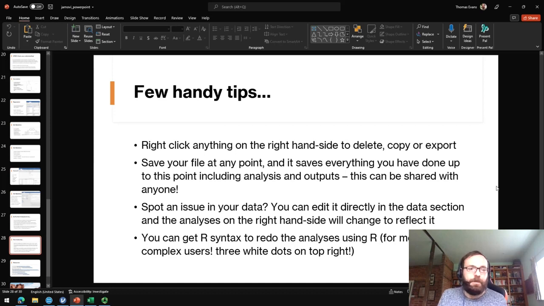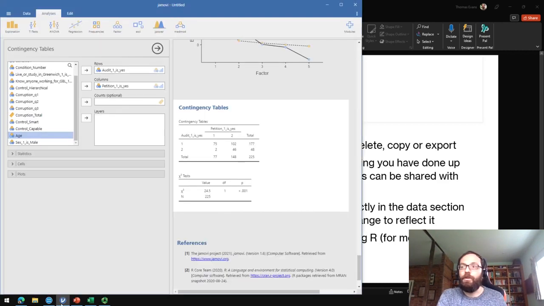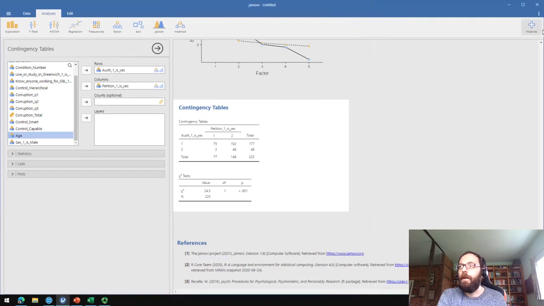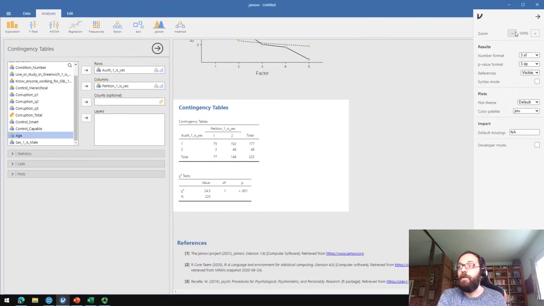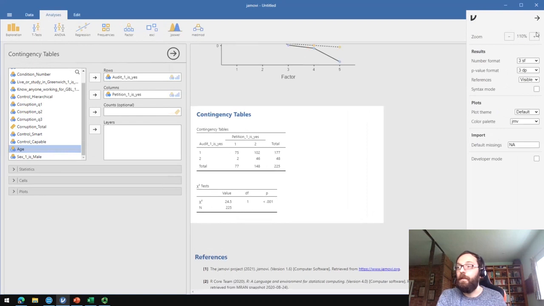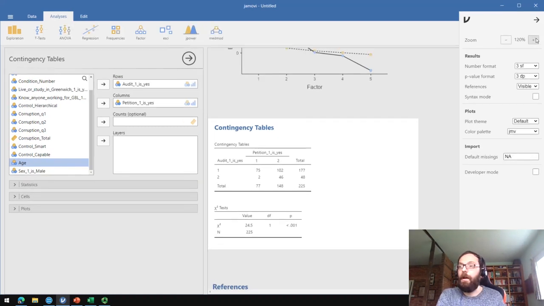And if you are attempting to engage with R, which is obviously much more complex and far less easy to explain in an hour and 12 minutes, you can ask for R syntax if you click the three white dots on the right-hand side. So where I changed everything from here, you can, for example, zoom in on your screen. So if you're doing demonstrations that might be useful, you can get closer and closer, and that's useful for sharing your screen.